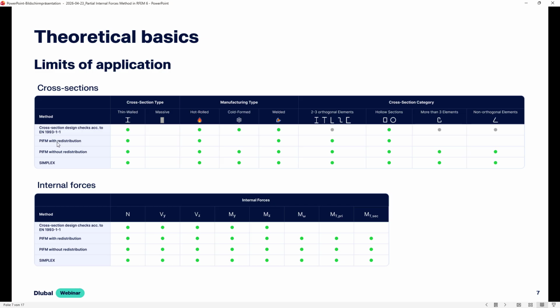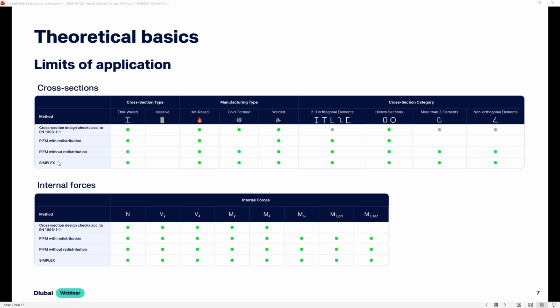The PIFM with redistribution allows to transfer stresses from one section part to another section part. This means if we reach the yield strength in one section part, this stress can be transferred to another section part. So we have a bit bigger reserves with this method, or in other words, the utilization with the PIFM with redistribution will probably be a little bit less than for the PIFM without redistribution.